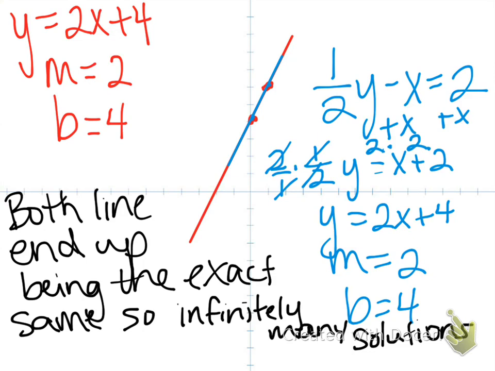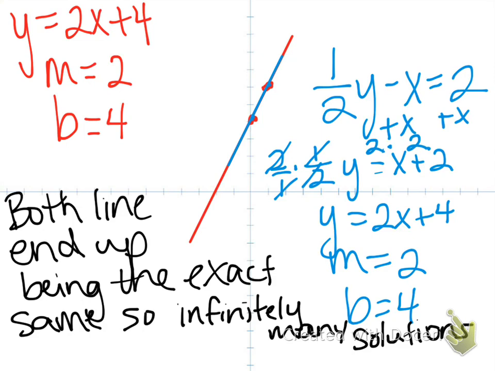Then we would be left with 1/2 y equals x plus 2. From there we have to get rid of the 1/2. And in order to get rid of a fraction, we would multiply by its reciprocal, which is 2 over 1. So multiply each thing in the equation by 2. So we have y left on the left-hand side and 2x plus 4 on the right side.